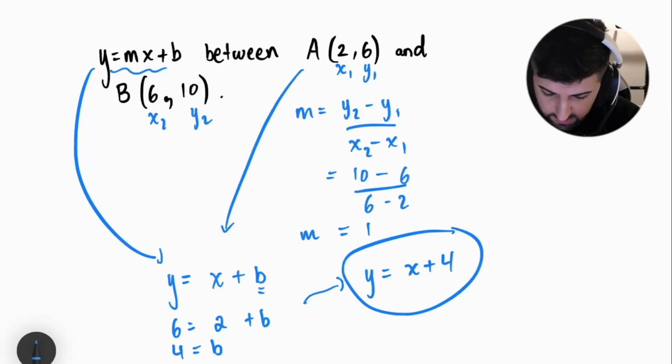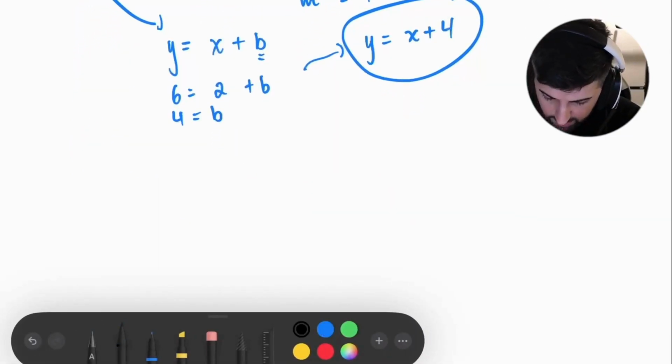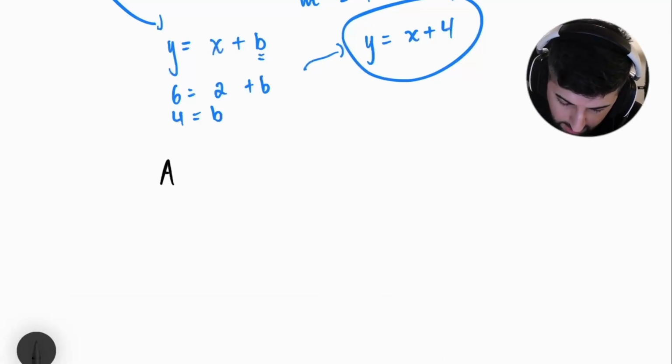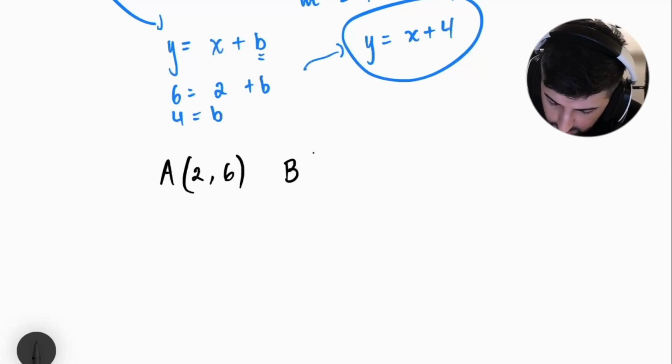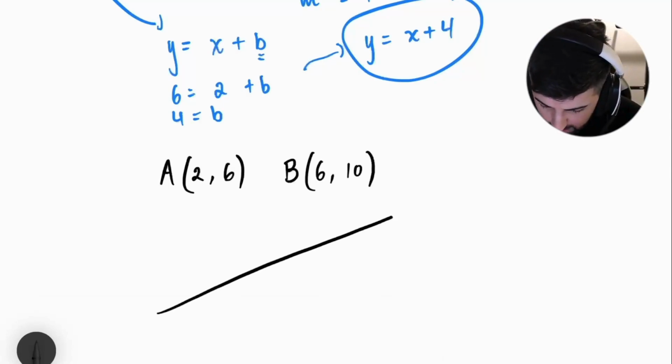There's also a nice, sleek way of doing this that I do want to show in case you're interested. Okay, so again, I want to find the equation of a line mx plus b. I had a point A, 2, 6, and I had a point B, 6, 10. And I can draw a line between these 2 points. This is A, and it is B.